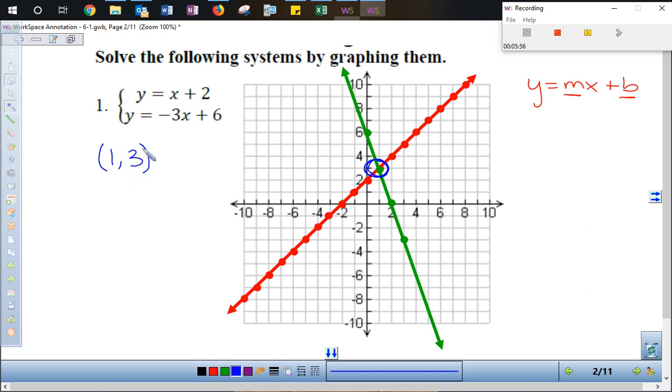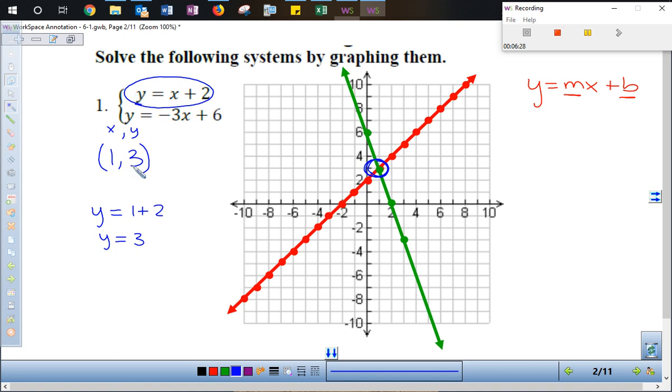Now here's what this ordered pair means. If we were to substitute this ordered pair, it would work for both of these equations. So for example, ordered pairs are written in the order of x comma y. So if I were to take this equation right here and substitute these numbers in, they would work. So if I substituted in 1 for x, I'd get y equals 1 plus 2. 1 plus 2 is 3, so y equals 3. So when x equals 1, y equals 3 in my first equation.